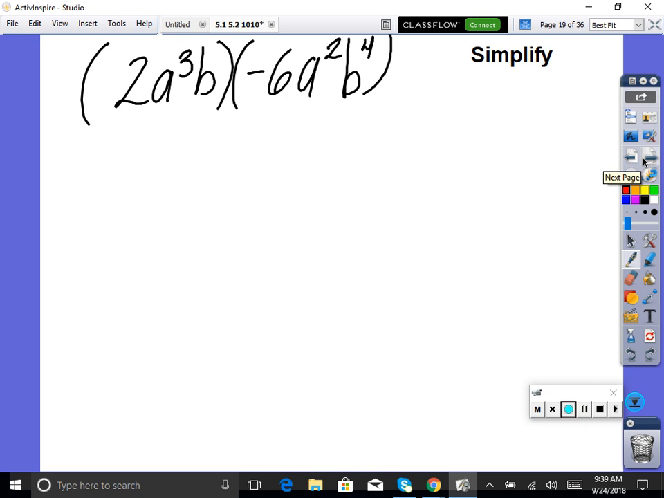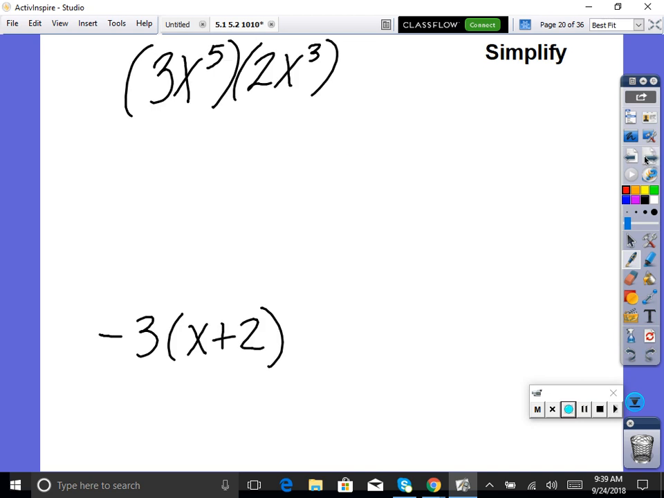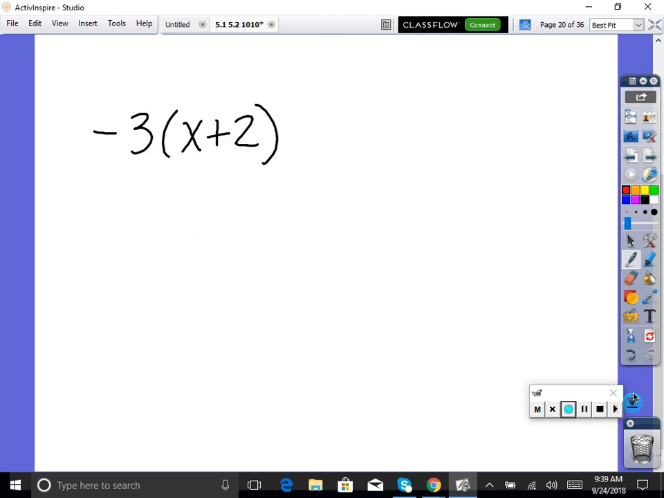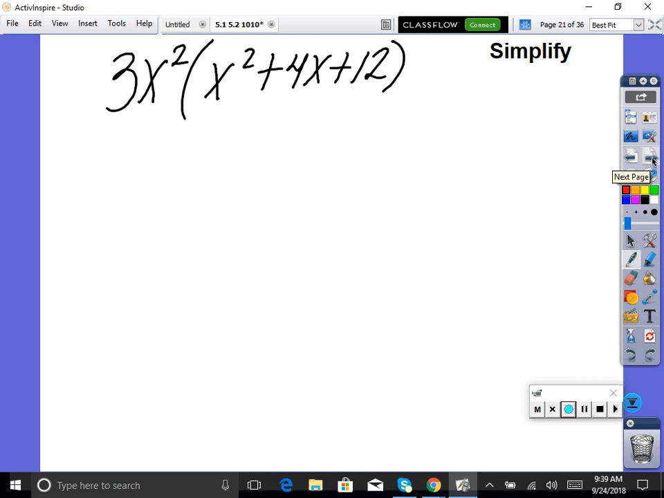No, we multiply 2 times negative 6, which is negative 12. A cubed, a squared is a to the 5th. B and b to the 4th is b to the 5th. Okay. Up here, would I distribute? No, I'm trying to get my point across here so we don't have anyone do it on the test. What would I do here? Distribute. Negative 3x minus 6. Okay, next one. So if I said multiply, we would have this times all that stuff.